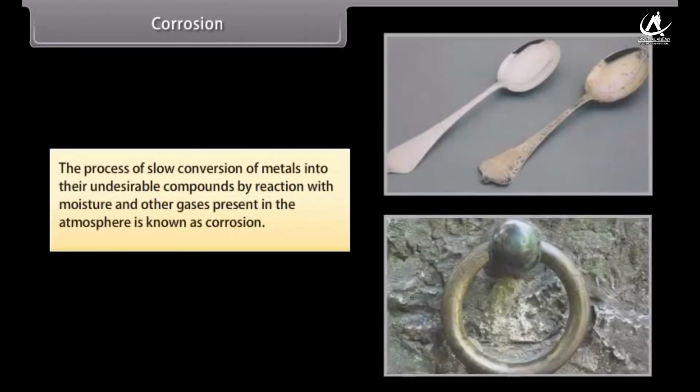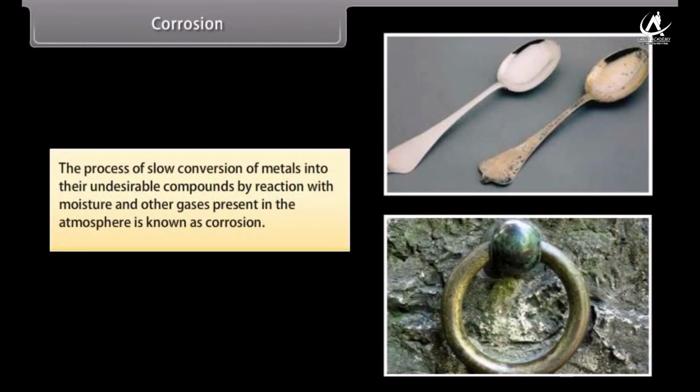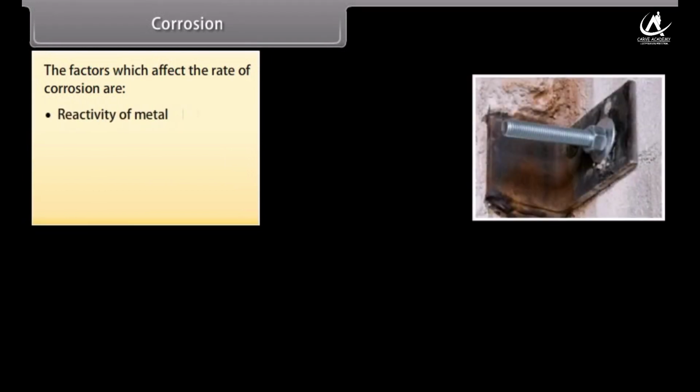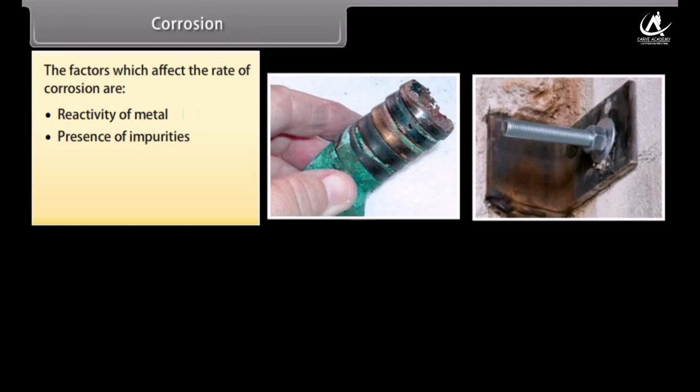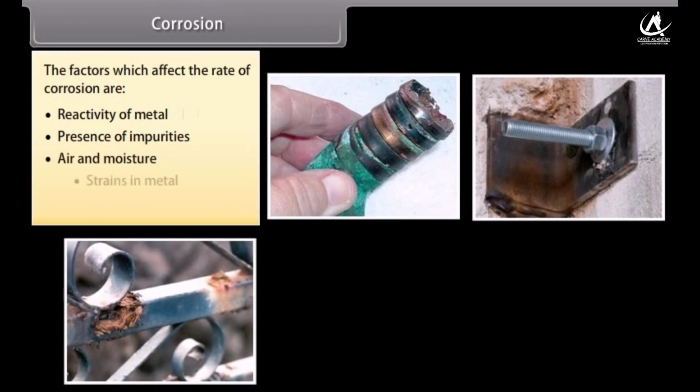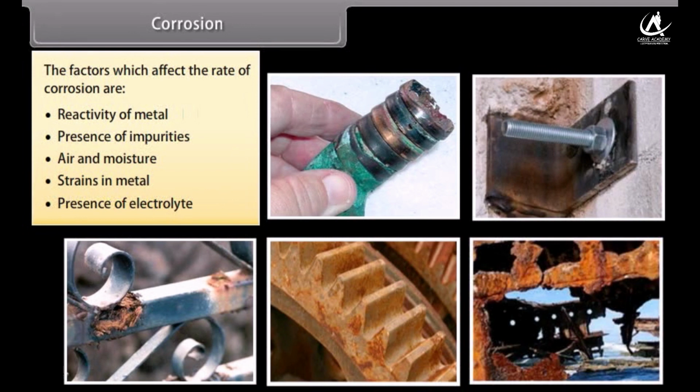Corrosion. The process of slow conversion of metals into their undesirable compounds by reaction with moisture and other gases present in the atmosphere is known as corrosion. For example, silver gets tarnished, iron rusts, copper develops a green coating on its surface, and lead loses its luster. The factors which affect the rate of corrosion are reactivity of the metal, presence of impurities, air and moisture, strains in the metal, and presence of electrolyte.